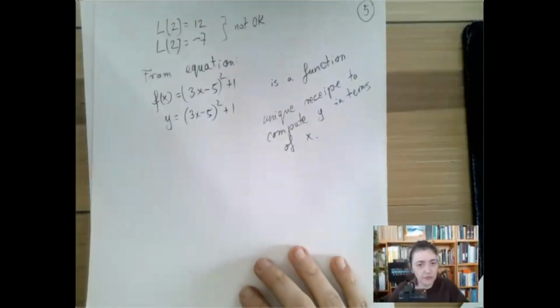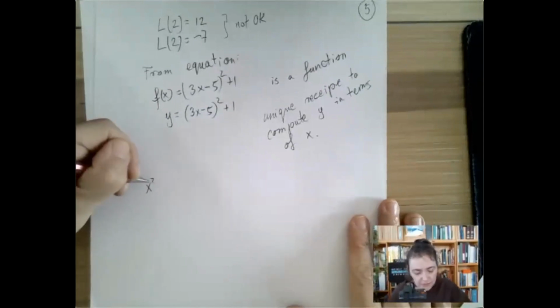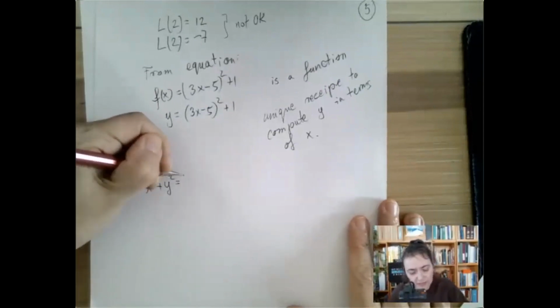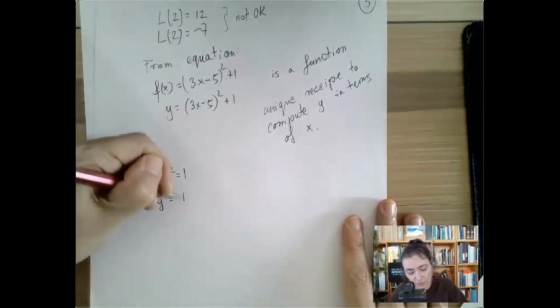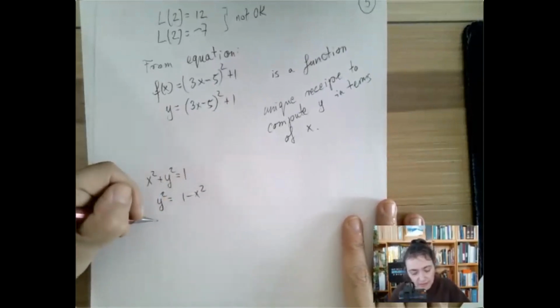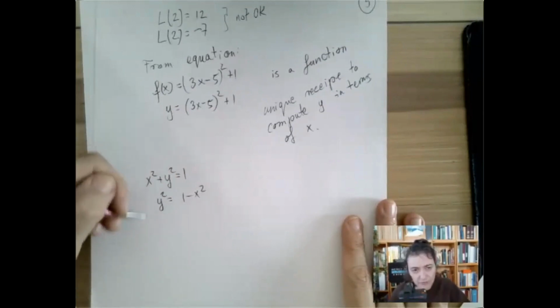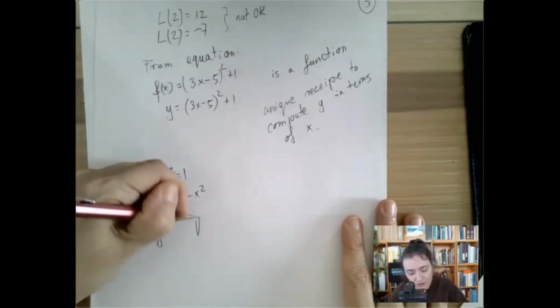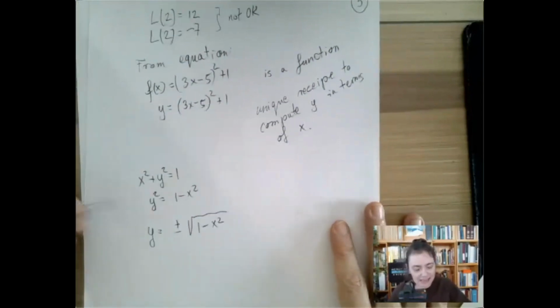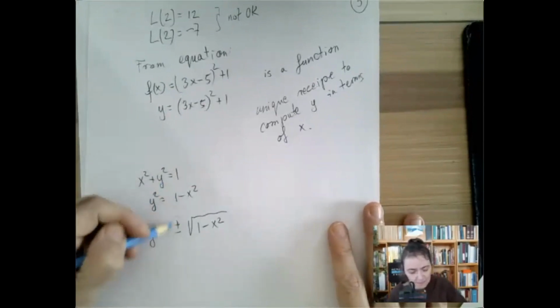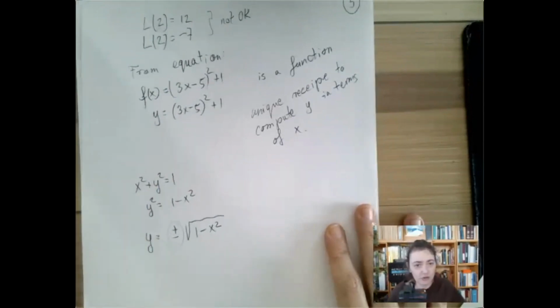Now let's just do the unit circle. x squared plus y squared equals 1. If we try to solve for y, what we're going to get is y squared is 1 minus x squared. And then you have to be able to solve this correctly. That means y is not just square root of 1 minus x squared, but plus or minus. And that here is what it's telling you. This is not a function.